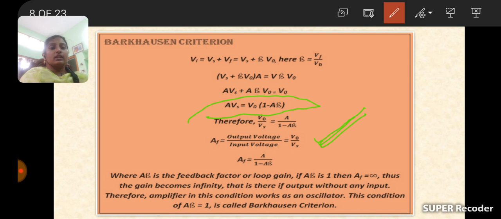That is, there is output without any input, therefore the amplifier under this condition works as an oscillator. So what is the condition? A beta is equal to 1. So it is called what? Barkhausen criteria.